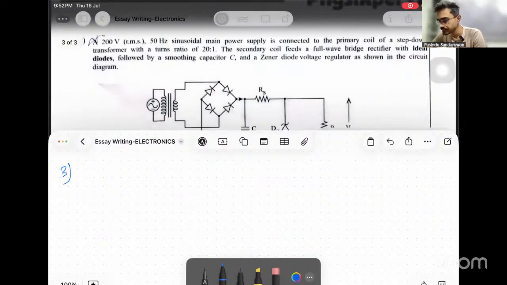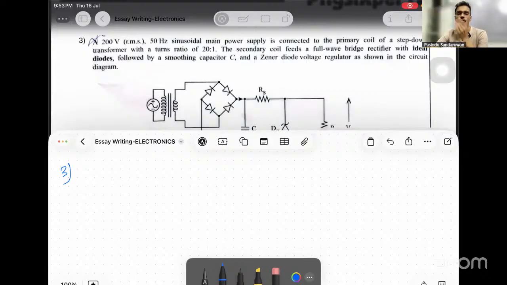Go to question 3. It says 200 volts RMS. What is RMS? Root mean square value. A 50 hertz sinusoidal mains power supply is connected to the primary coil of a step-down transformer with turns ratio 20 to 1. Then the secondary coil feeds a full wave bridge rectifier with ideal diodes, followed by a smoothing capacitor C and a Zener diode voltage regulator, as shown in the circuit diagram.